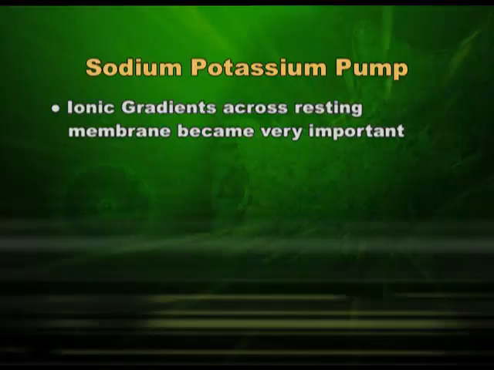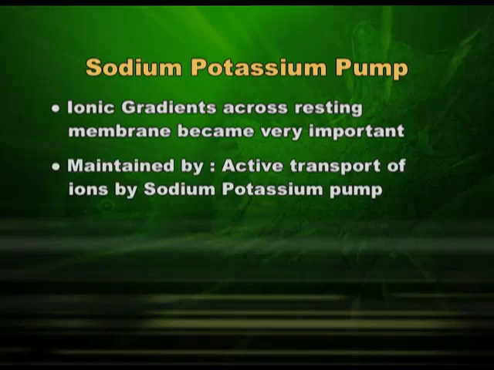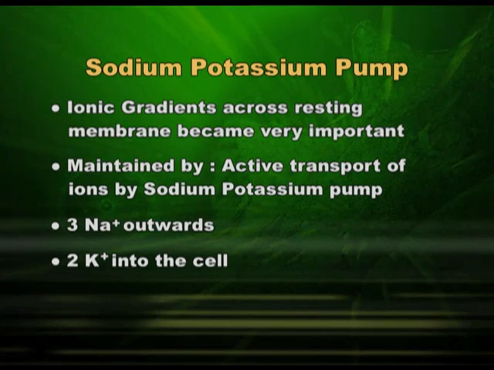Coming to sodium potassium pump in context to our nerve cell today. Now, when sodium potassium pump starts working because a gradient is created, then ionic gradient across resting membrane becomes very important, and it is maintained only by active transport of ions by sodium potassium pump. 3 sodium will move out, then 2 potassium will move in, and this exchange will allow our membrane to work. In this case, the membrane of a nerve cell.